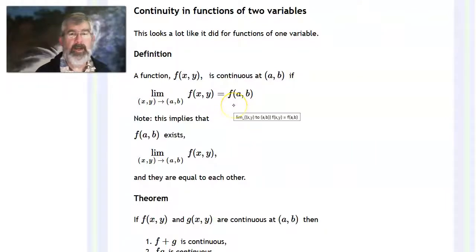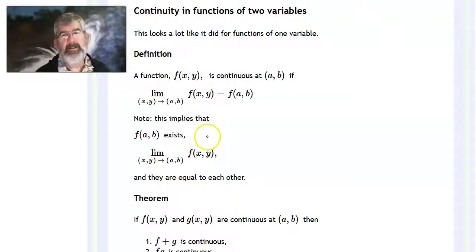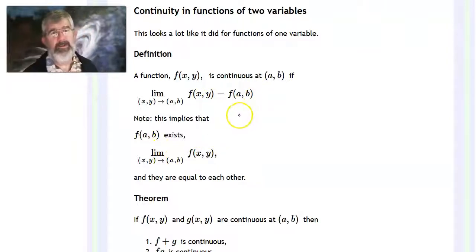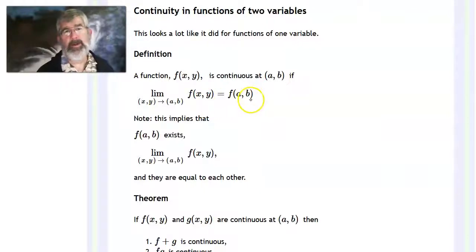If you take a look at our textbook, it says that a function is continuous if this, that, and that. And just saying this is enough. This implies that f(a,b) exists, that the function value is defined, and that the limit exists. How could the two things be equal to each other if they don't exist? Does one not existing equal the other one not existing? No. So the only way this could actually be equal is if they both existed.